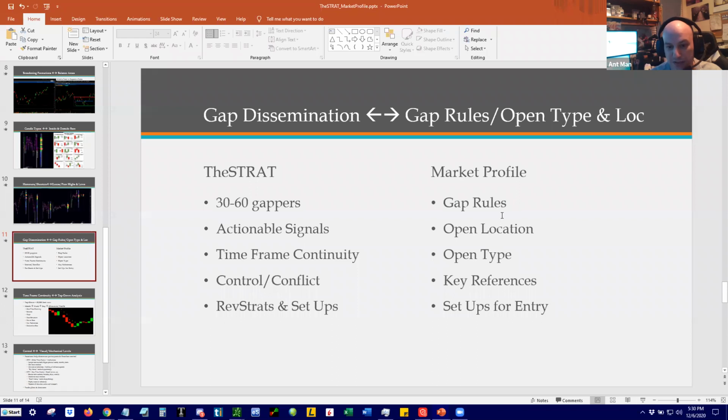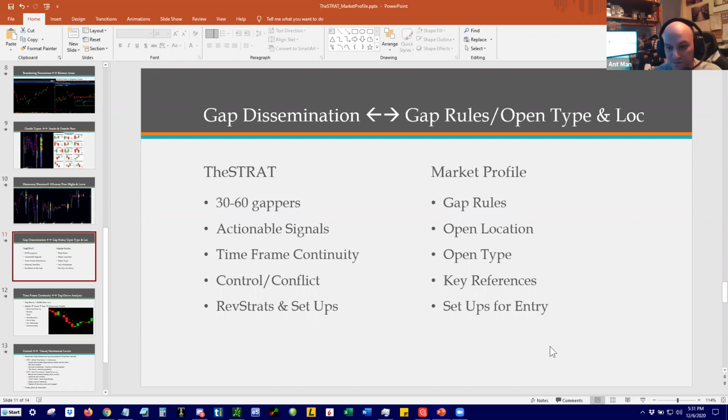And the open type and location are also important. Are we opening above yesterday's range, below yesterday's range, in yesterday's range? Rob talks about that a lot. I want to know about things taking out yesterday's highs. I want to know about things taking out yesterday's lows.